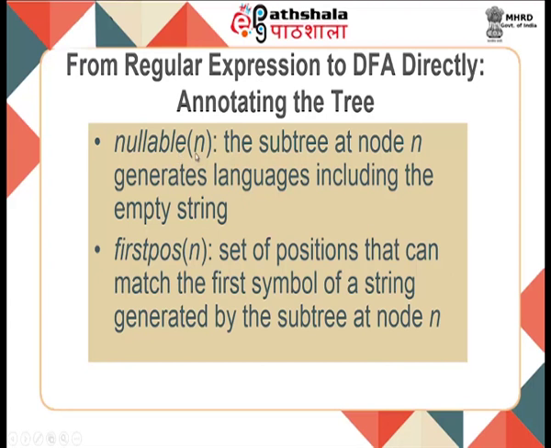Now, we call a node nullable if the subtree at node n generates a language including the empty string. If it could generate the empty string, then I will call the interior node a nullable node. And the first position is defined as the set of positions that can match the first symbol of a string generated by the subtree at node n.